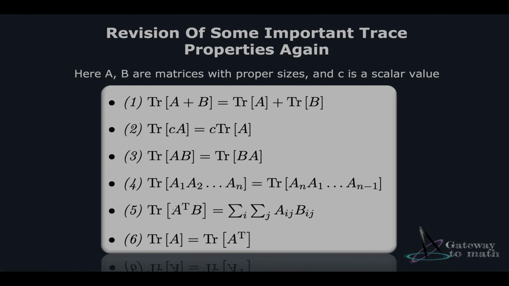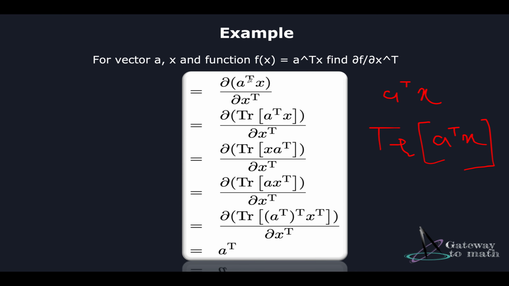So as per that property, can I actually replace transpose of a times x with trace of transpose of a times x? Yes, I can. And then we are finding the partial derivative of this whole expression with respect to transpose of x. Now we know that the trace function is commutative, so I can swap these entries, and so trace of transpose of a times x can also be represented as trace of x times transpose of a, and then we are still finding the partial derivative with respect to transpose of x.